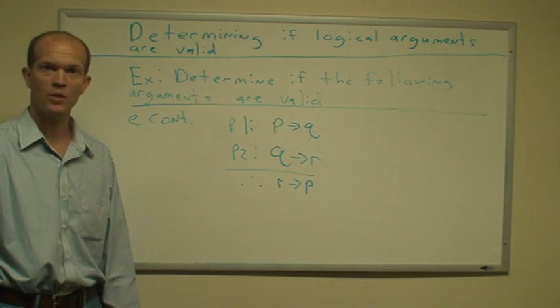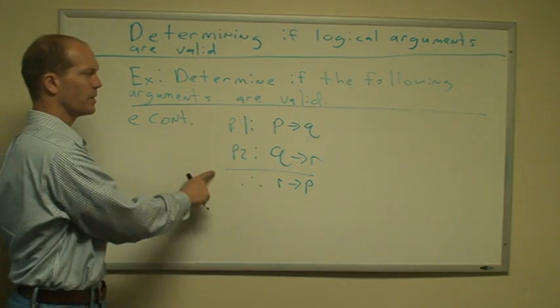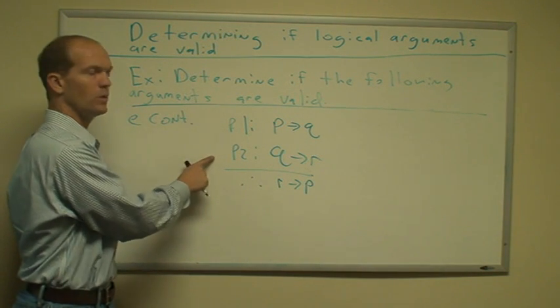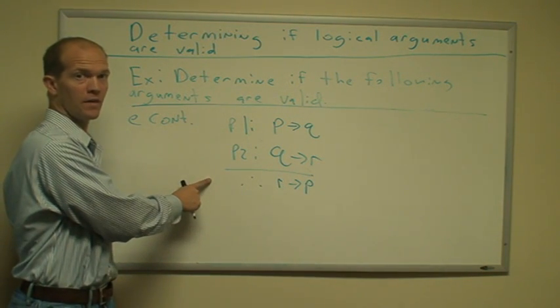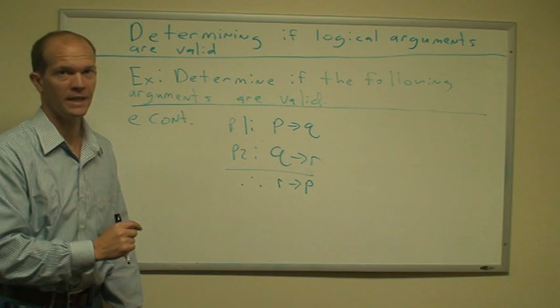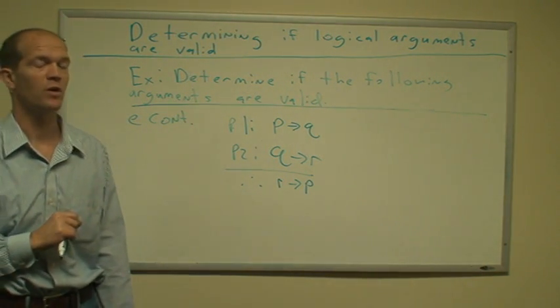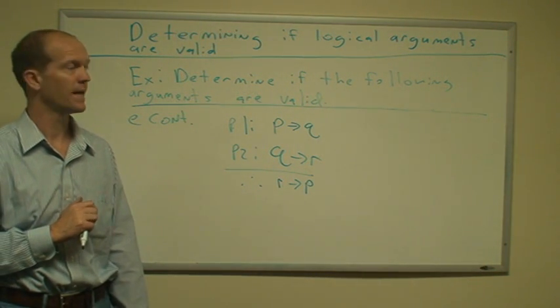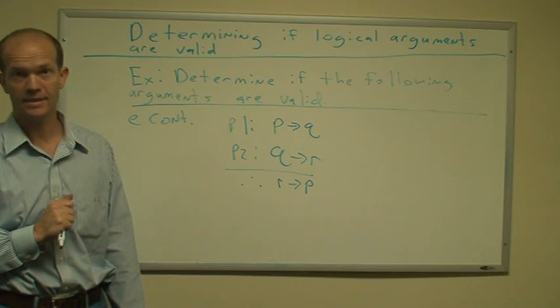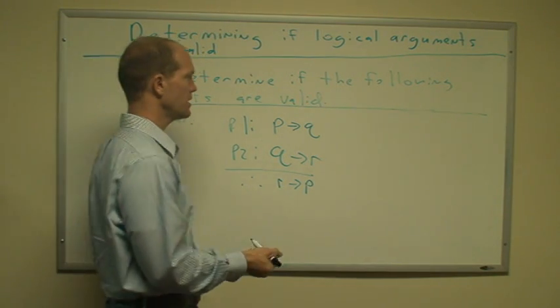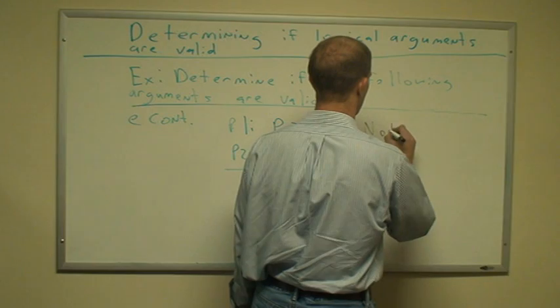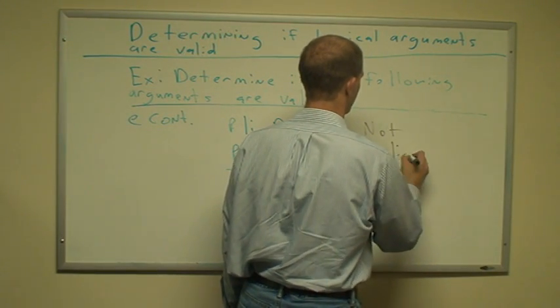Continuing with this last example in this video, we see the structure of our argument here. Premise 1 is if P then Q. Premise 2, if Q then R. Therefore, the conclusion that if R then P. Looking on the standard form of argument table, you should see this as number 8, which is the misuse of transitive reasoning. So this argument is not valid.